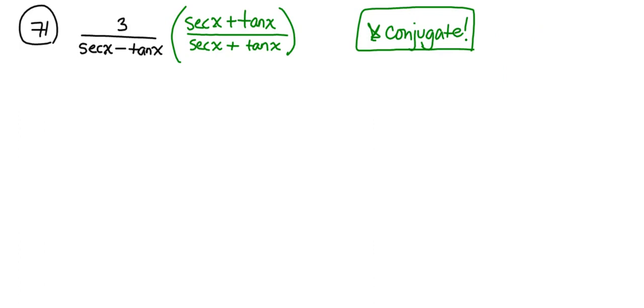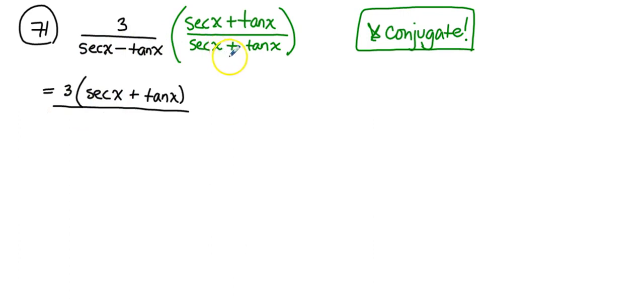In the numerator, let's see what that creates. I've got 3 times secant of x plus tangent of x. I'm going to choose to just hold off on distributing. Maybe I need to later, maybe not, we'll see.